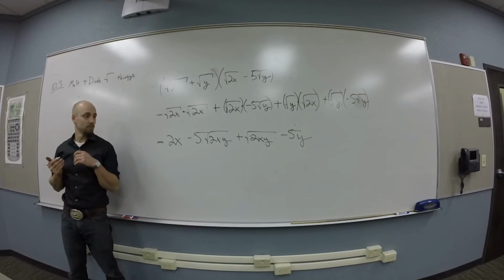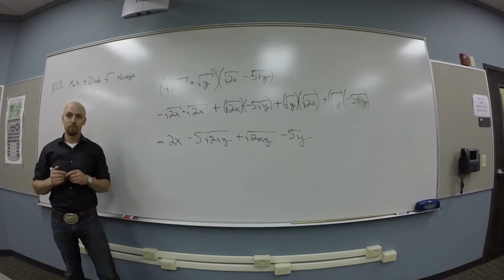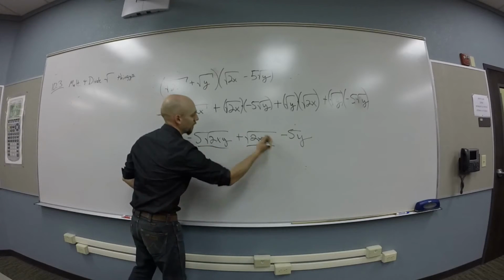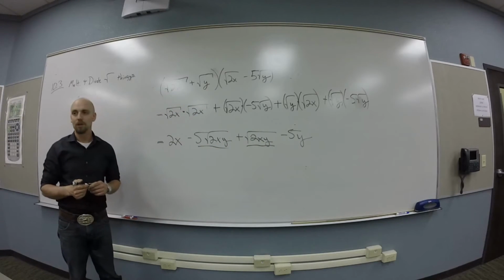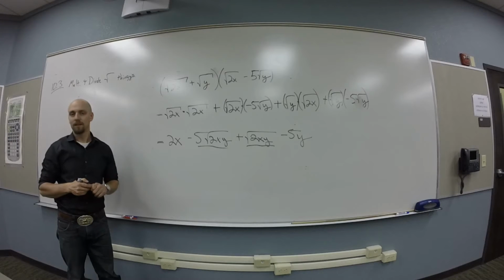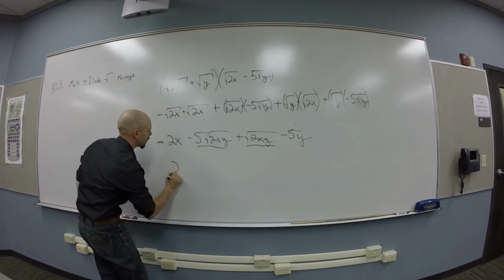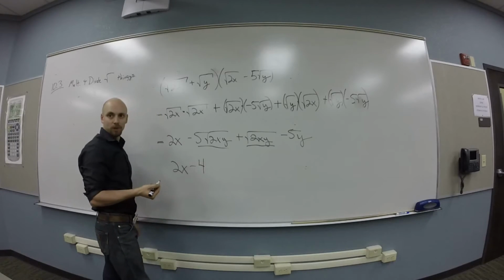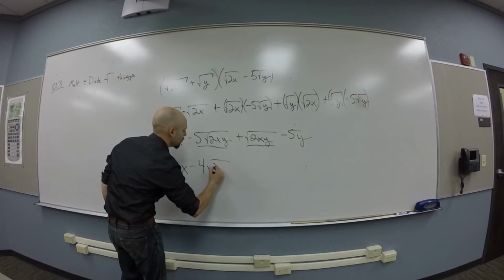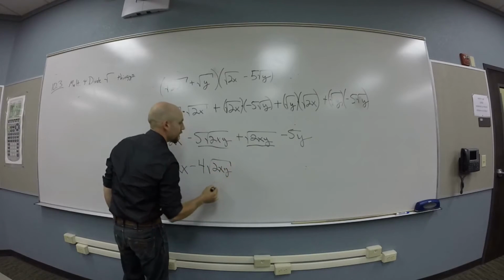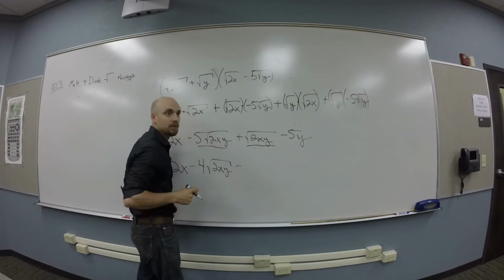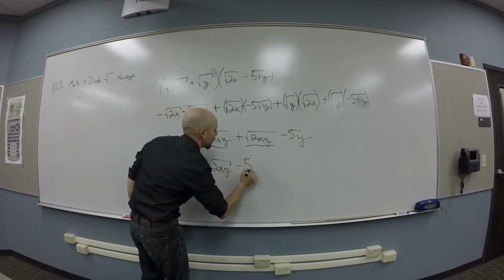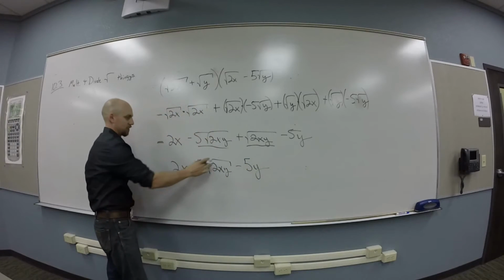And then combine like terms. There's some like terms here and here. So how many of those are there? Negative 4. So I got 2x minus 4. What are the like terms? Square root of 2xy. And then there's a minus 5y. Very nice, good.